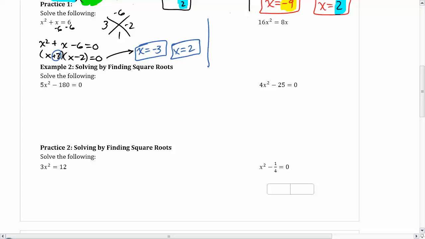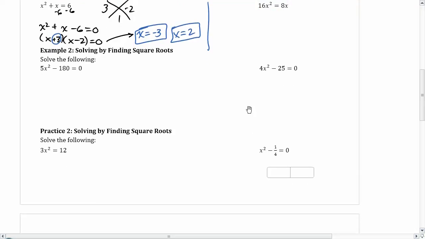Now this next one, make sure it equals 0 first before you do anything else. So we need to subtract 8x from both sides. So this one is actually a little bit tricky. It's the first time we've had to move an x. 16x squared minus 8x equals 0.